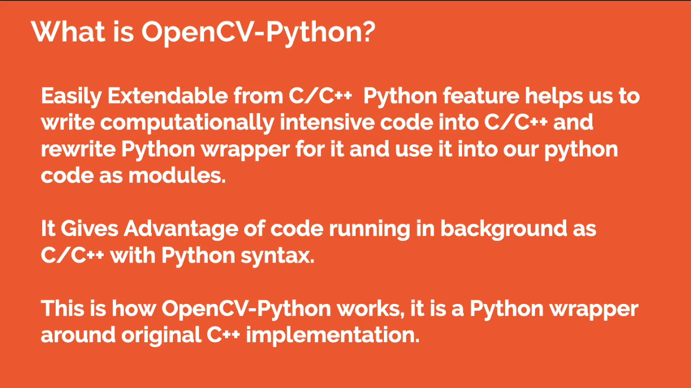So by this feature we can write computationally intensive code in C and C++, because C and C++ have faster execution than Python. That's why we write intensive computational code in C++ and wrap it as a Python module with Python syntax. So it gives the advantage of code running in the background as C++ compiled code with Python syntax. This is how OpenCV Python works. It is a Python wrapper around the original C++ implementation, nothing else.